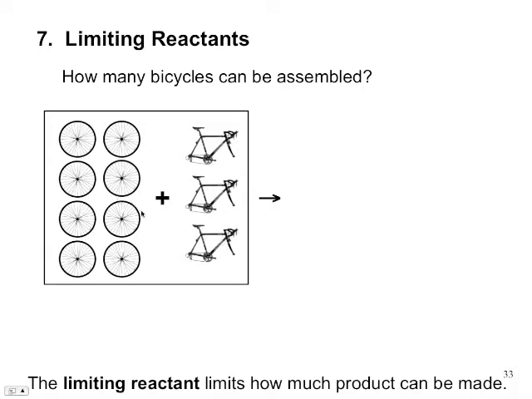And we're writing an equation, right? So we have 8 wheels, 3 frames. How many bicycles can be assembled?